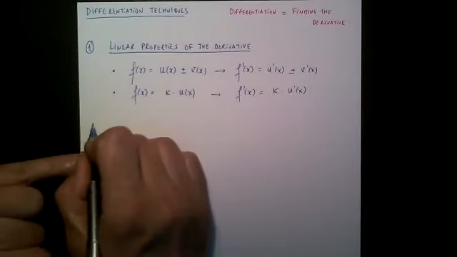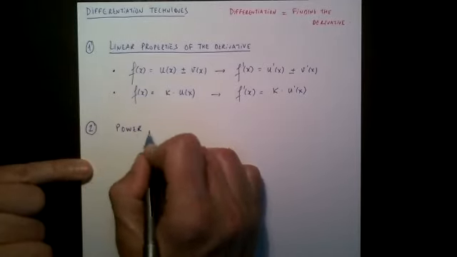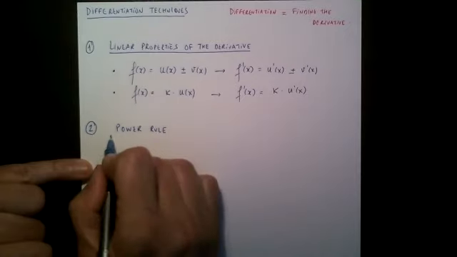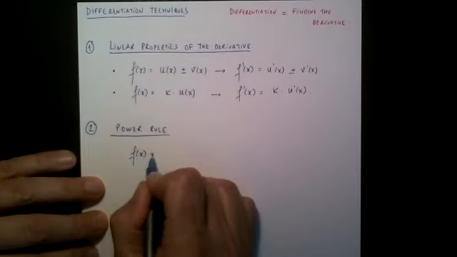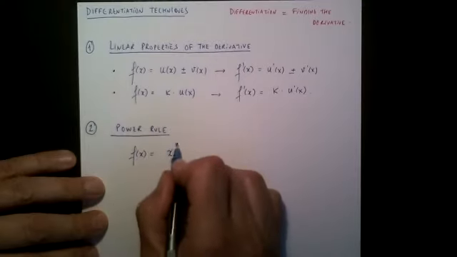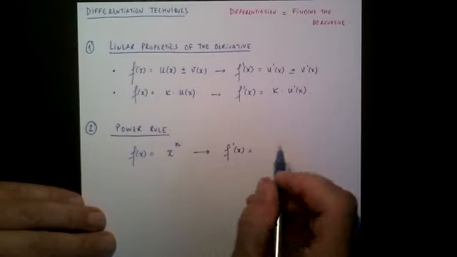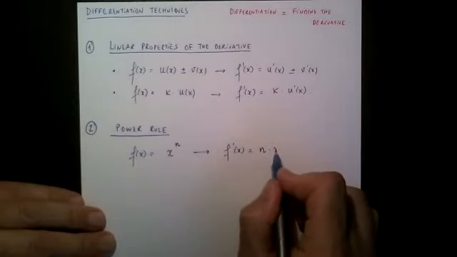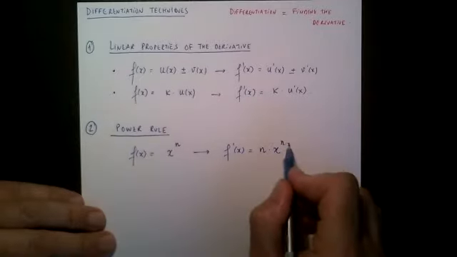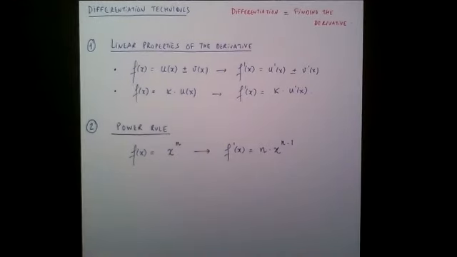Let me just show you the second rule, which is very important, which is the power rule. The power rule is as follows. If f of x is x to the power of n, then the derivative is, you put the exponent in front, n times x, and you subtract 1 from the exponent, n minus 1. That's how you find the derivative of x to the power of something.